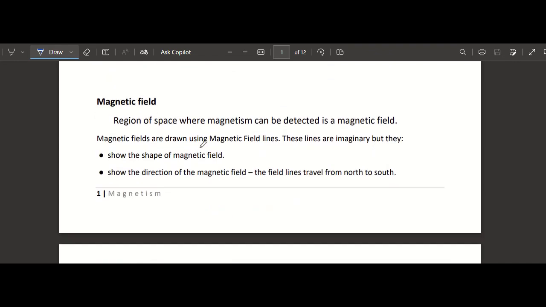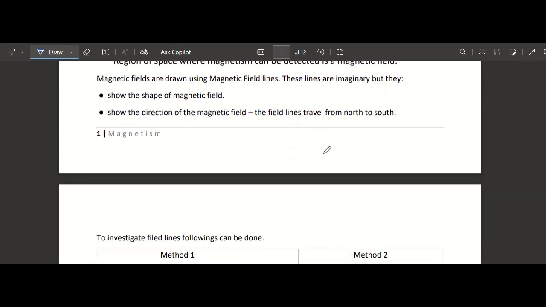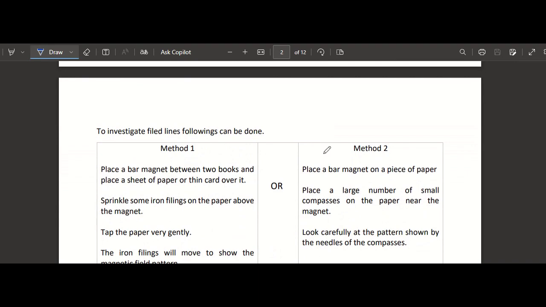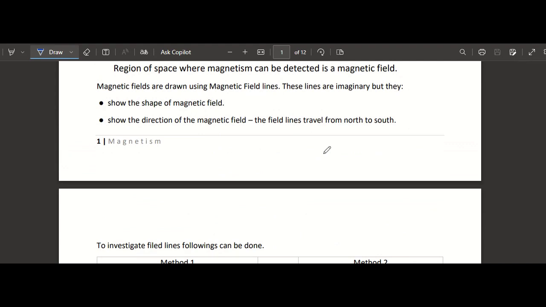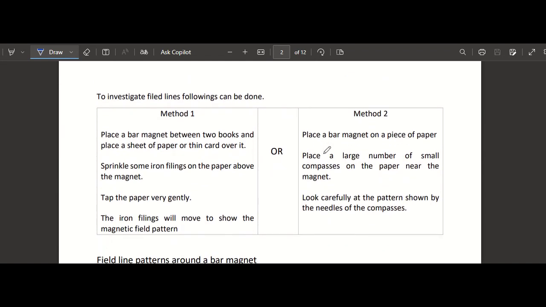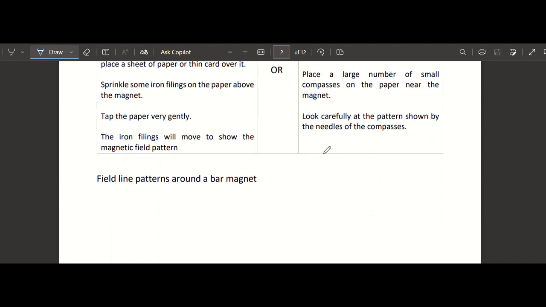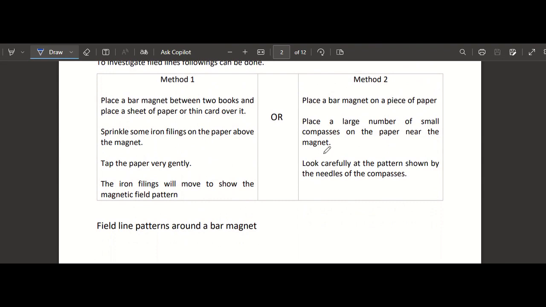Then we discussed the magnetic field, a region of space where magnetism can be detected. That means the region in space where a magnet can affect other materials. And the magnetic field can be drawn using magnetic field lines. To identify the magnetic field line patterns, we discussed two methods. One is with iron powder or iron filings, and the second one is with a compass. I showed you how to do these things in the video, so just go through the recording if you need any clarifications.